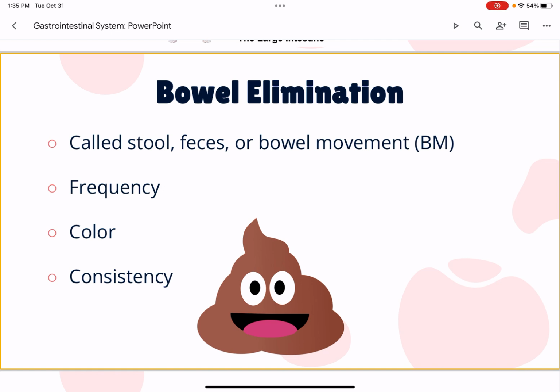Bowel elimination is also called stool, feces, or bowel movement. The frequency will vary by individual. Regularity prevents complication. Typically, the color is brown, although foods can cause color to change. Iron medications will change the color to black. Consistency is soft, moist, and formed. Foods can change the consistency, as can illness. Things not normally found in stool include blood, mucus, pus, and worms.